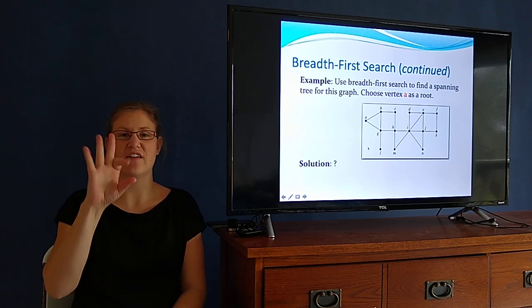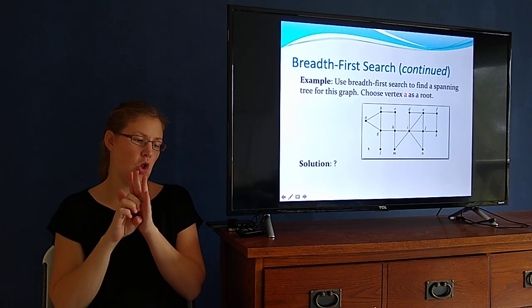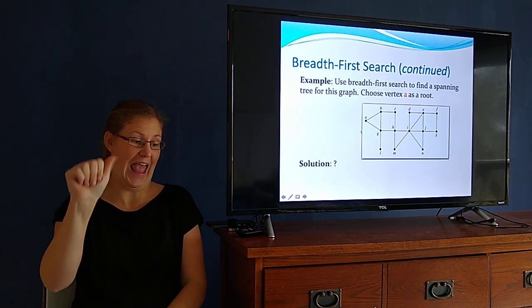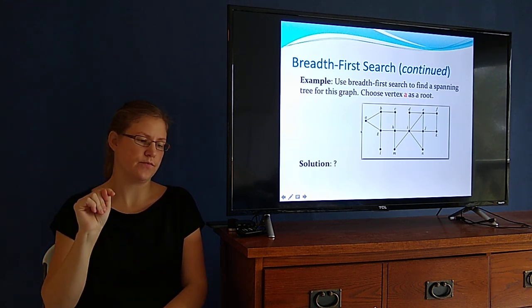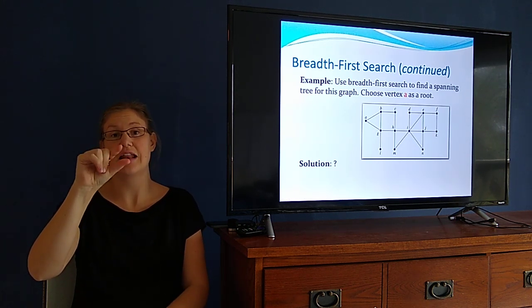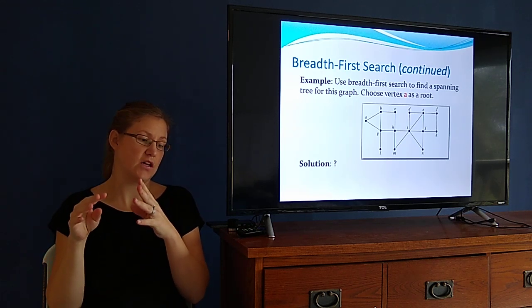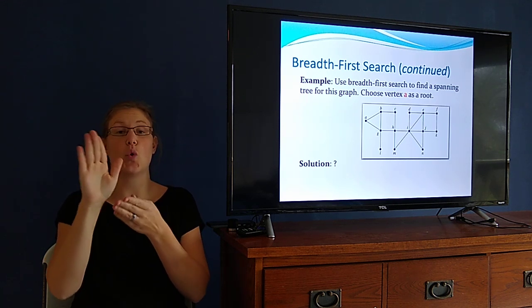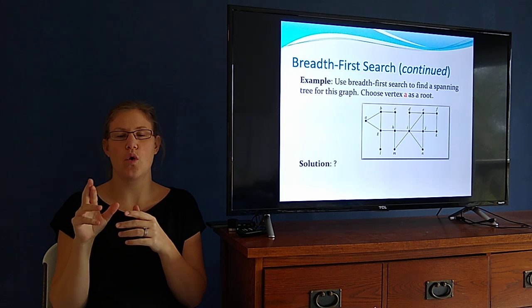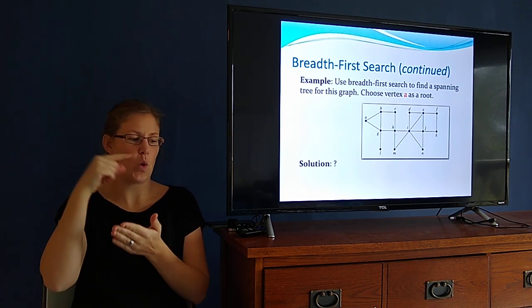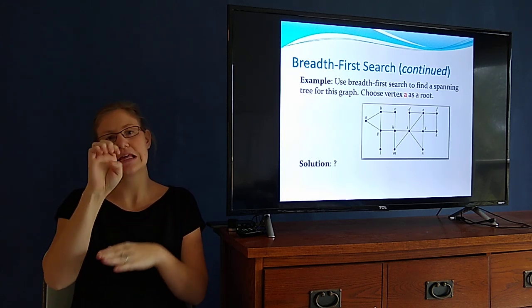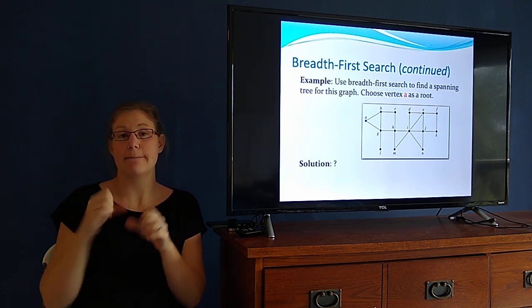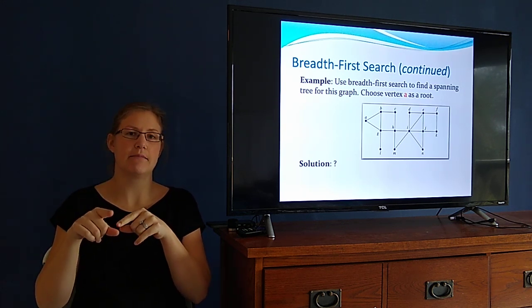Here is another breadth first search example. Use breadth first search to find a spanning tree for this graph. Choose vertex A as a root. So you need to construct a spanning tree for this graph, choosing vertex A as the root. Submit your solution. I'll create a discussion for this chapter on e-learning, so you can submit your solution and get extra credit, and make sure to submit it before the end of the day.